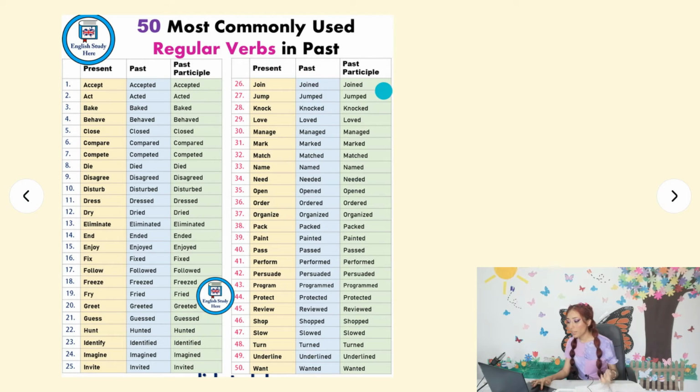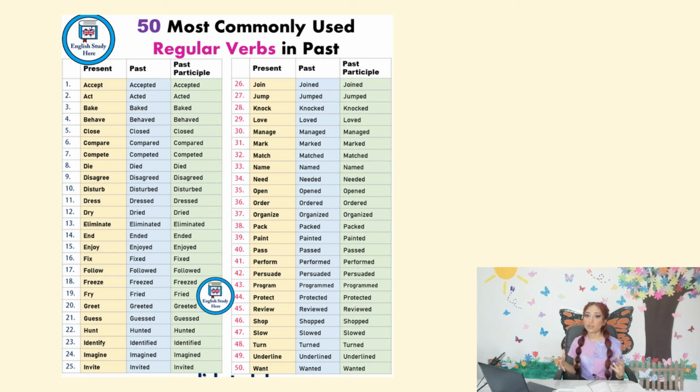As you can see, join, joined, jump, jumped. Y en todos te puedes dar cuenta que es lo mismo, past and past participle, ¿ok? This is important. Tal vez ahora no nos vamos a aprender accept, act, bake, behave, close, compare, compete, etcétera. Maybe no lo vamos a aprender así. But it's important for us to be practicing this, ¿ok?